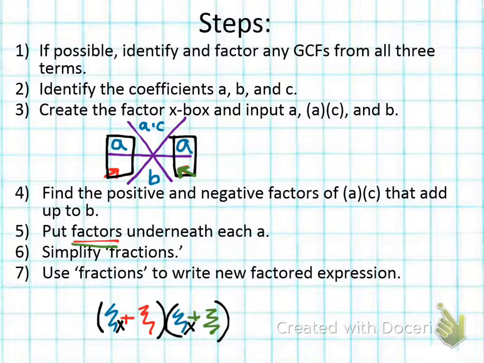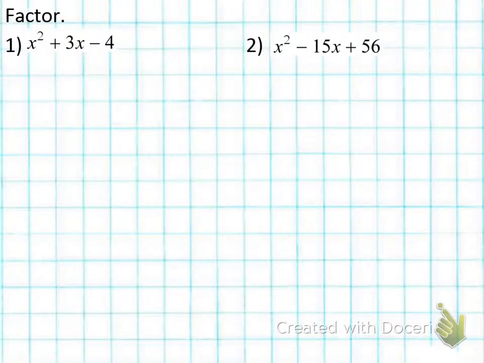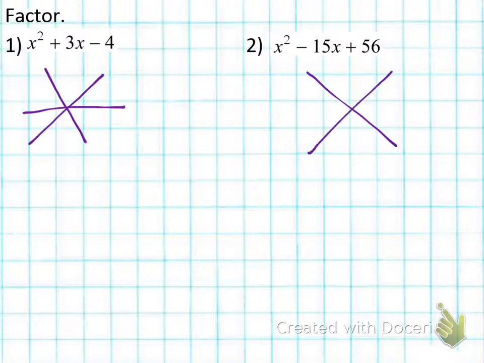Okay, any questions on that? Okay, so here are our first 2 examples. So I'll make my X box setup. For number 1, I'm going to look at what's A, B, and C. So my A is 1, B is 3, and C is negative 4.